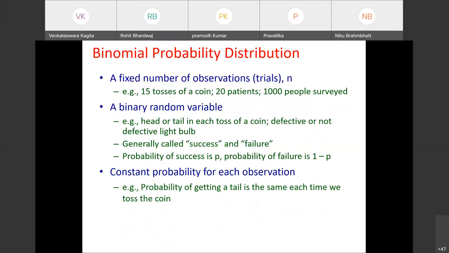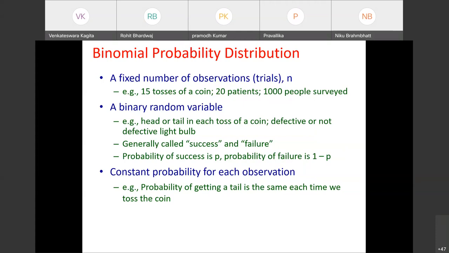This is for a fixed number of observations, n, for example 15 tosses of a coin, 20 patients that you have observed, or 100 people surveyed. So n is fixed: the number of times the experiment is conducted is fixed. And you should have a binary random variable, like heads or tails in a toss of a coin, defective or not. If you generalize it, it is a success or failure. The probability of success is P, the probability of failure is 1 minus P, and the probability is constant for each observation.